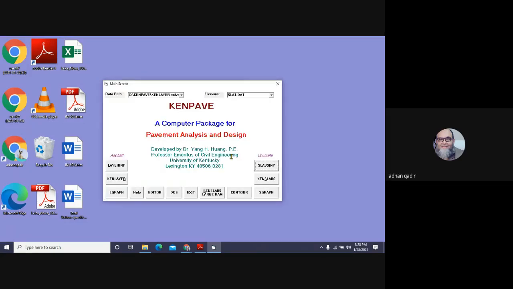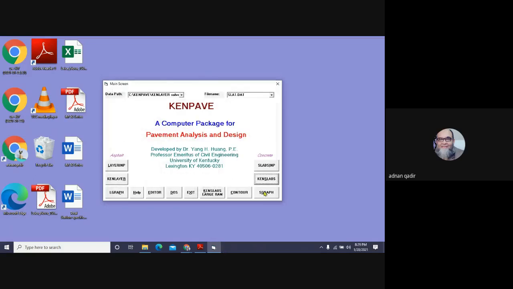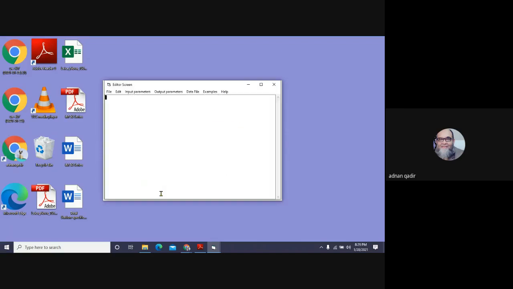So as we do in asphalt, we also do it in the concrete. Once we have the data, we run CANSLAB and get it. When it says your text output is stored in this file, you can always be sure your stress has been calculated. So we say okay, and you can now go to the editor.